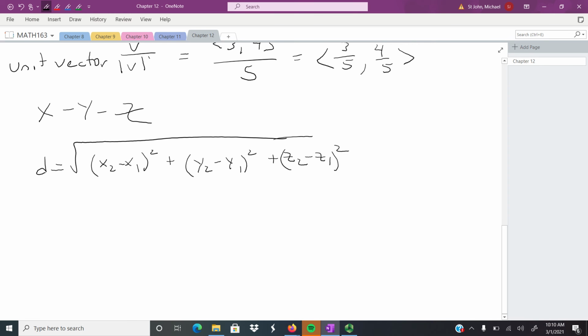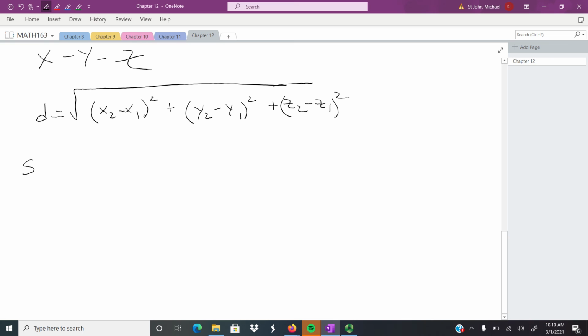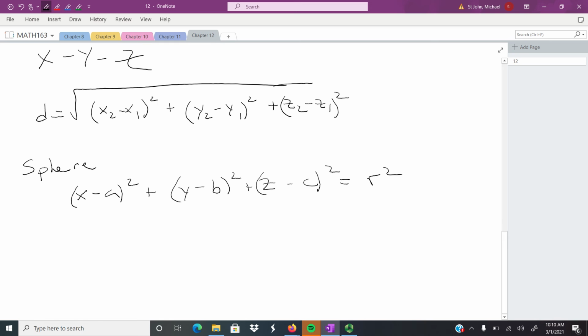So in terms of equations, we can have the equation of a sphere, which is x minus a squared plus y minus b squared plus z minus c squared equals r squared. So that would be a sphere. And the center would be at the point A, B, C. And the radius is going to equal r.